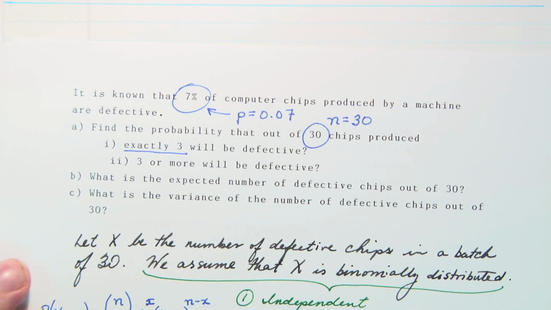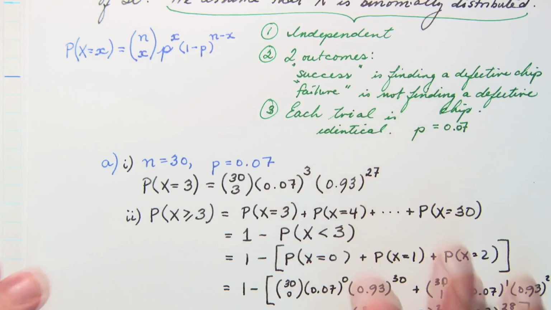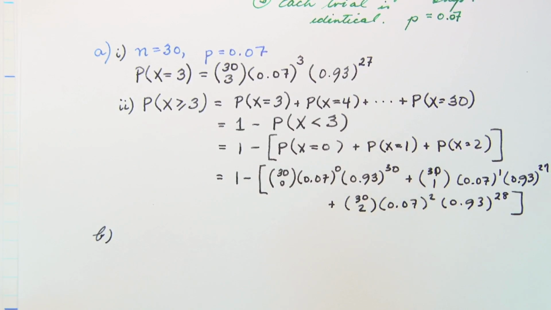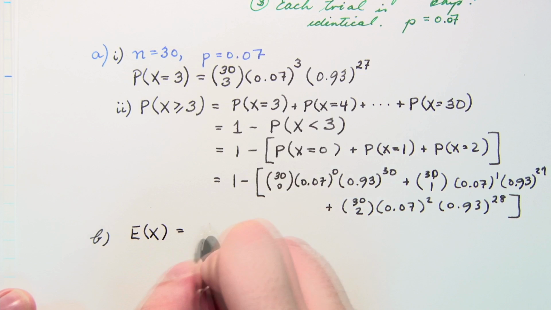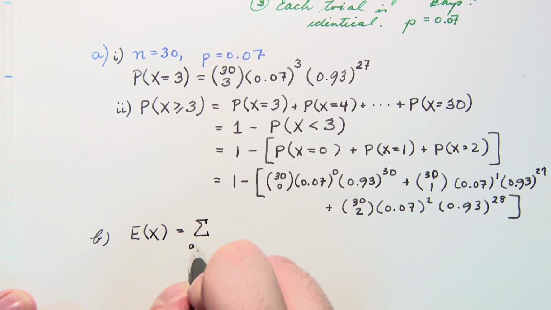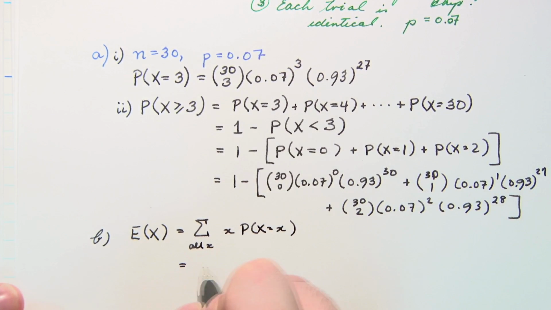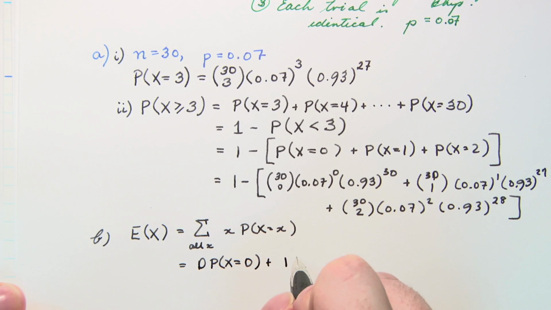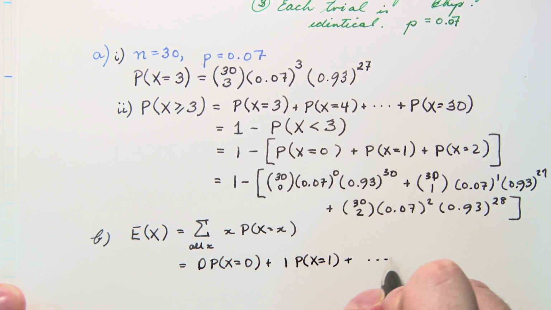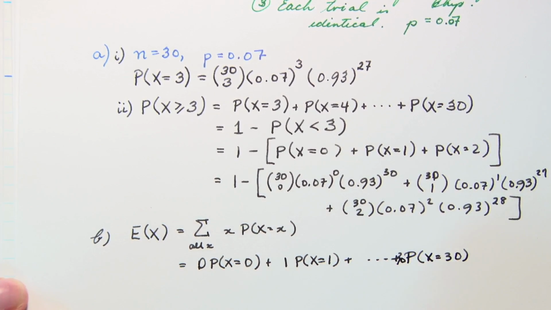Part B asks us, what is the expected number of defective chips out of 30? And remember, because we're using a binomial distribution, you could do this: the sum over all x of x multiplied by the probability of x. You could do that, but then you have 0 multiplied by the probability of 0, plus 1 multiplied by the probability of 1, all the way up to 30 multiplied by the probability of x equals 30. So that's a lot of calculation.